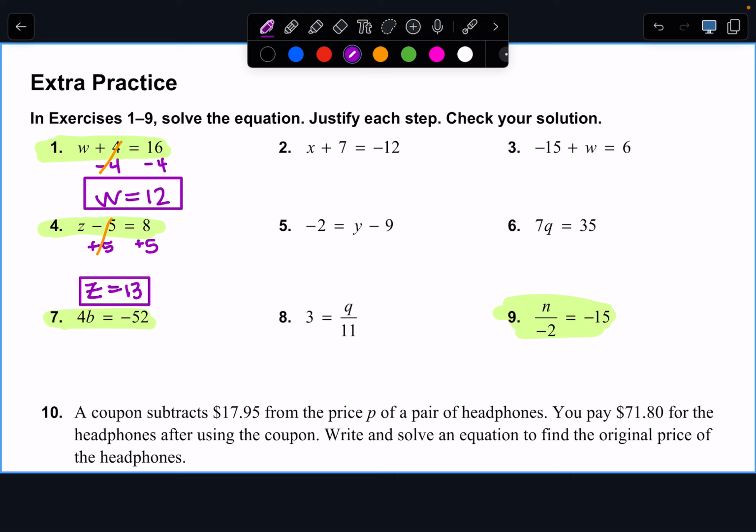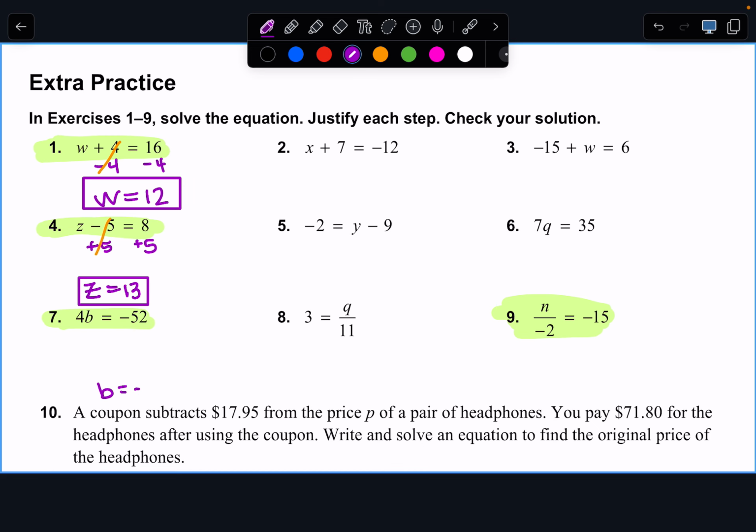Okay. Awesome. Ainsley, what'd you get for 7? Negative 13. Does anybody disagree with negative 13? In order to get B by itself, we have to divide by 4. All right, and then number 9, Liliana, what did you get? 30. Does anybody disagree with 30? In order to get n by itself, to undo division, we have to multiply. n equals 30. Okay, very good.